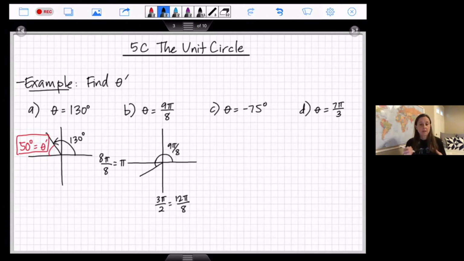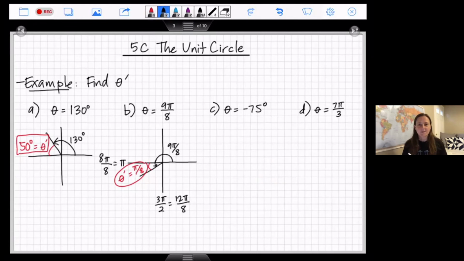All right, so what's my quickest trip to the x-axis? That's going to be that little guy right there. And we know from what we just figured out, I went from 8 pi over 8 to 9 pi over 8. I only went that one little slice, pi over 8. And that's my reference angle.